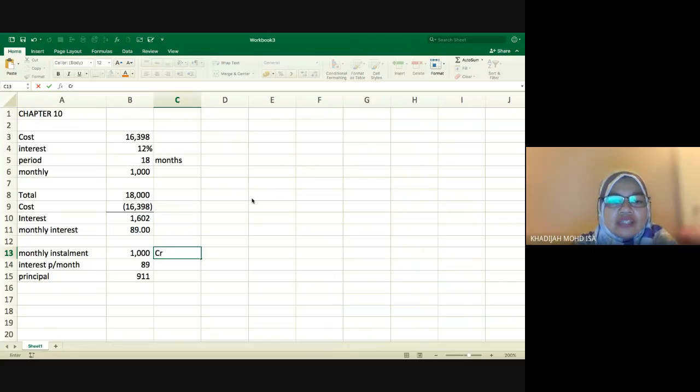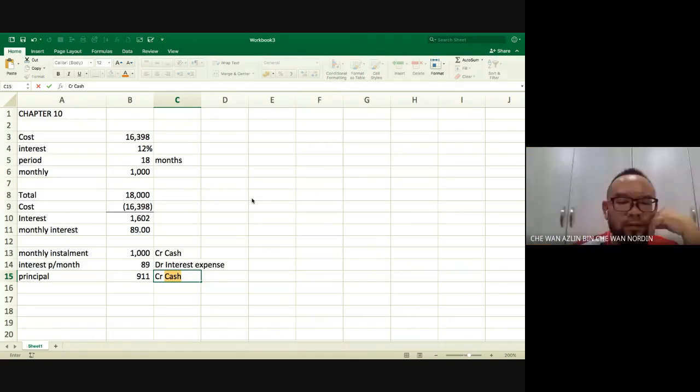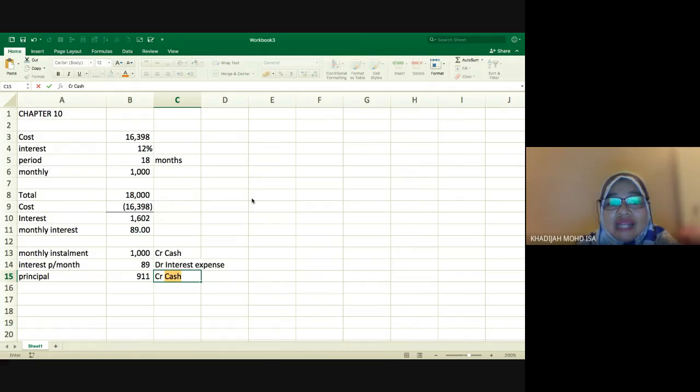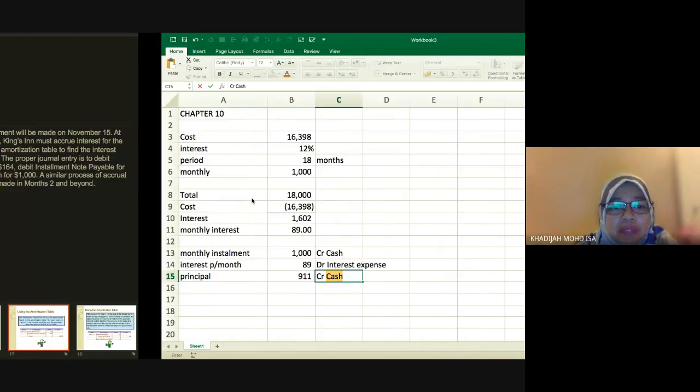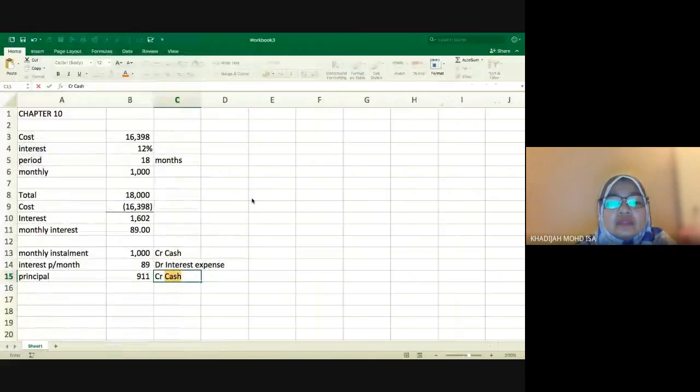You credit your cash, and then this one is your interest expense. Debit your interest expense. And then this one is credit your, in this case not cash, you pay cash 1000. This principle is your liability. So what is it for? Ah, notes payable. Right, notes payable.